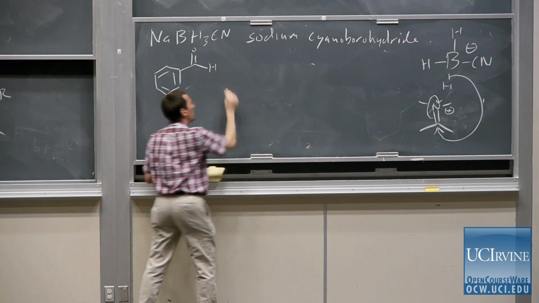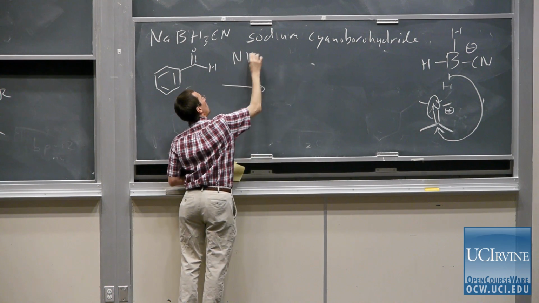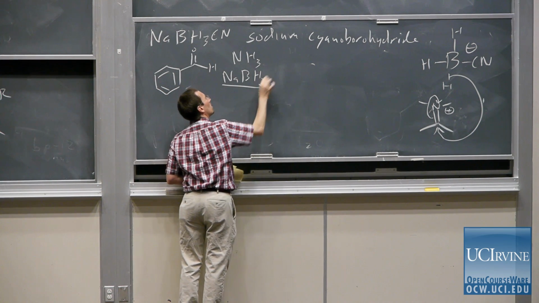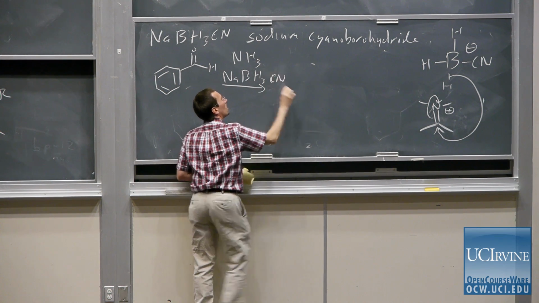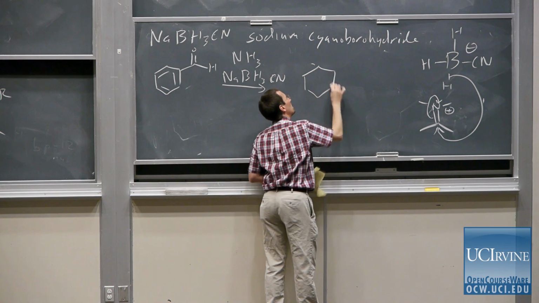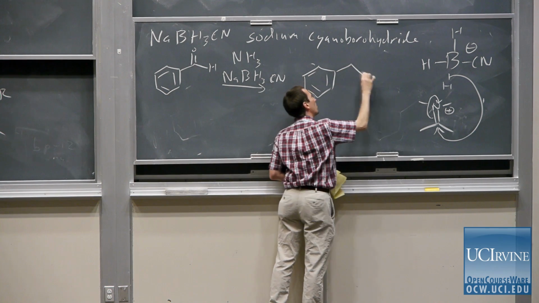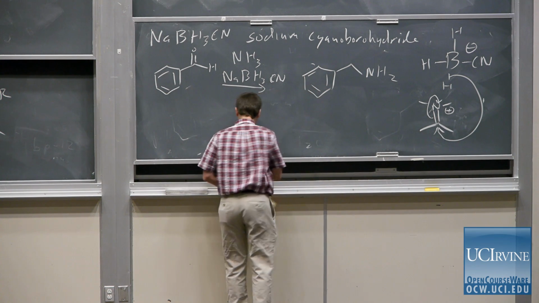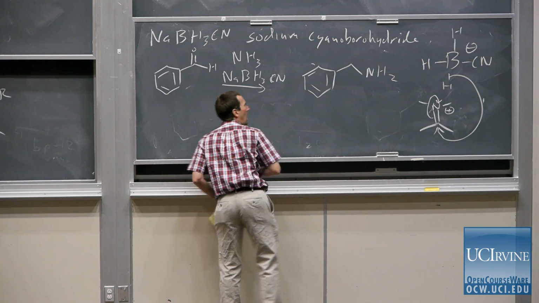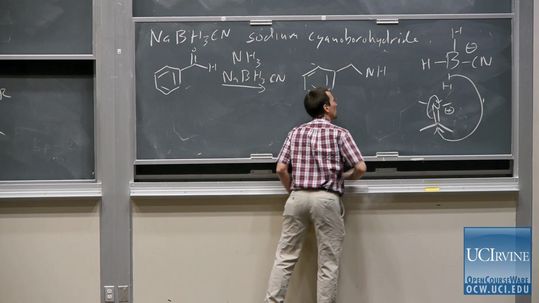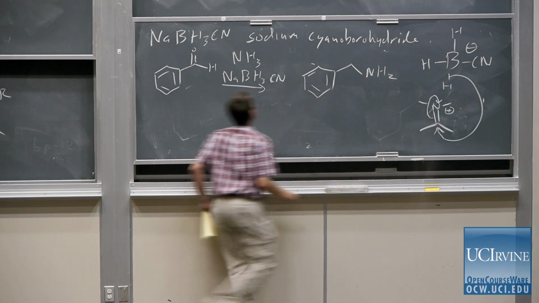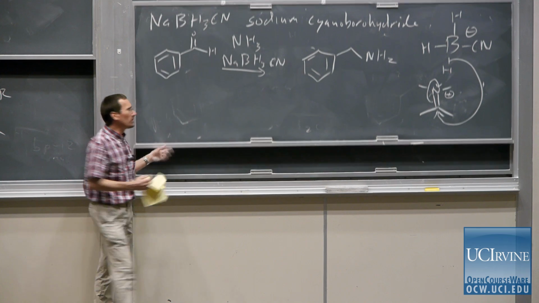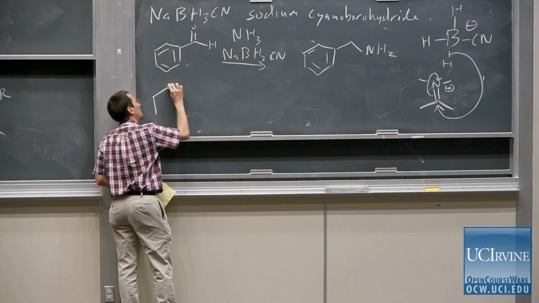So if we take benzaldehyde and we treat it with ammonia and sodium cyanoborohydride, NaBH3CN, you get benzylamine. You form the imine, or rather the iminium ion forms transiently, and the cyanoborohydride adds hydride to that and reduces it to the amine. You can do the same thing with a ketone or an aldehyde, so I'll just give you one more example.